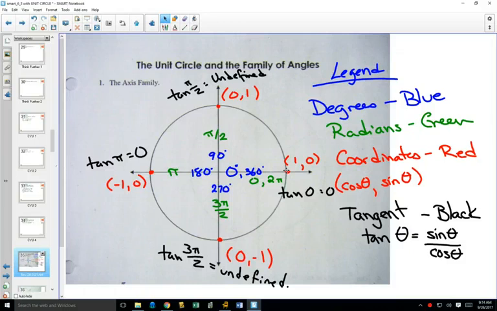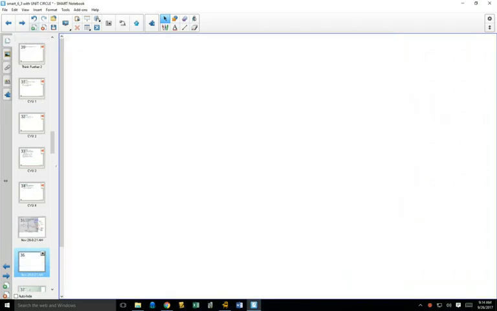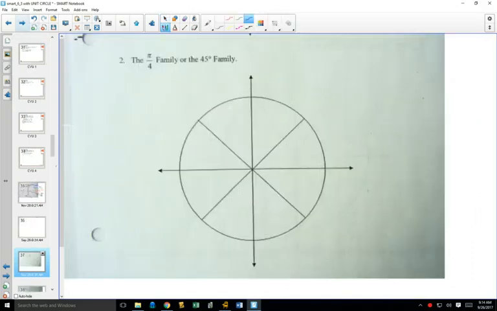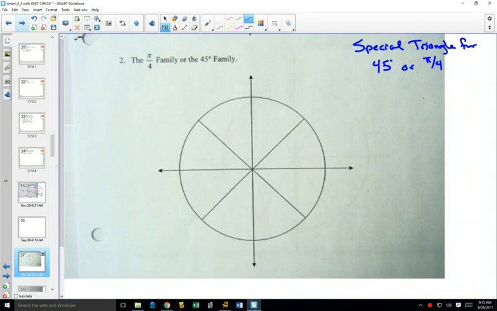Now on your piece of paper, in between the 1 and the 2, you've got a little bit of space right here. In that space, I'm going to model it right here. What we're going to write is special triangle for 45 degrees. And 45 degrees in radians is pi over 4. And so we're now going to look at the pi over 4 family.